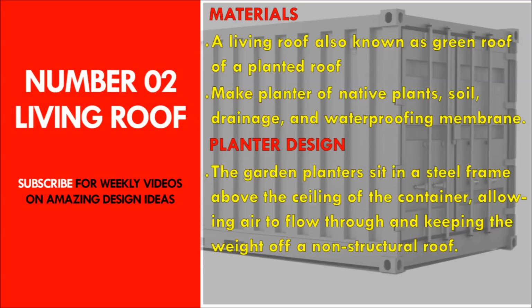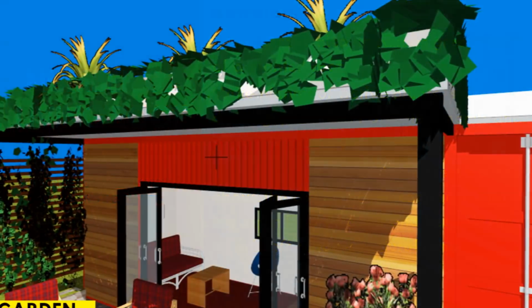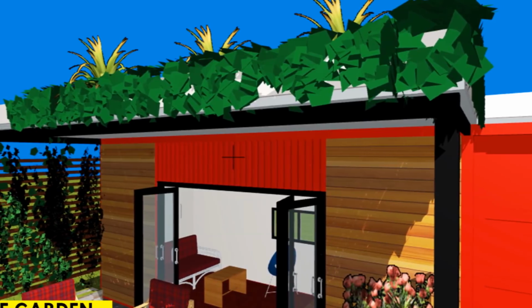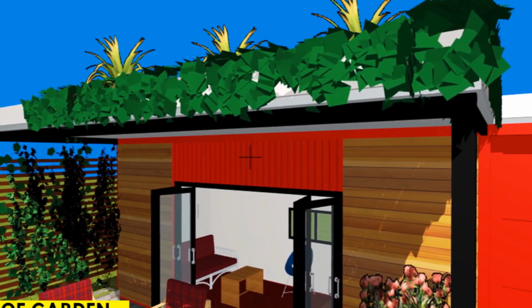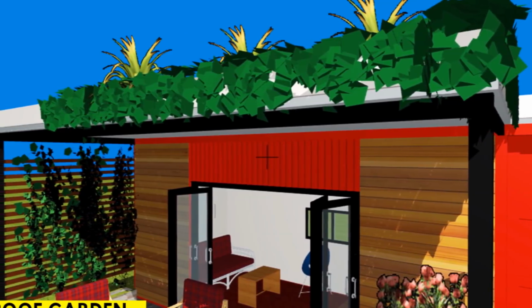So the next type of roof we are going to look at is called a living roof. A living roof is also what is known as a green roof or a planted roof. So basically it's like having a flat roof and then you introduce greenery or plants on top of it.